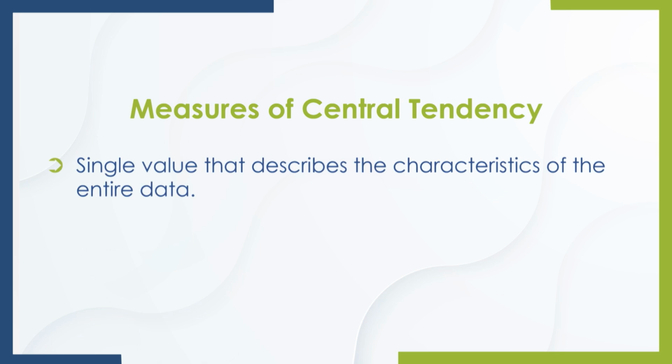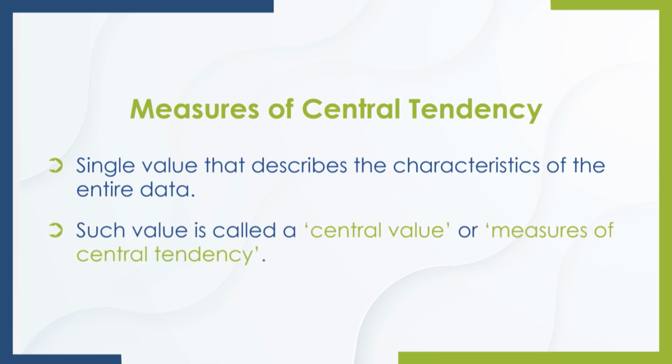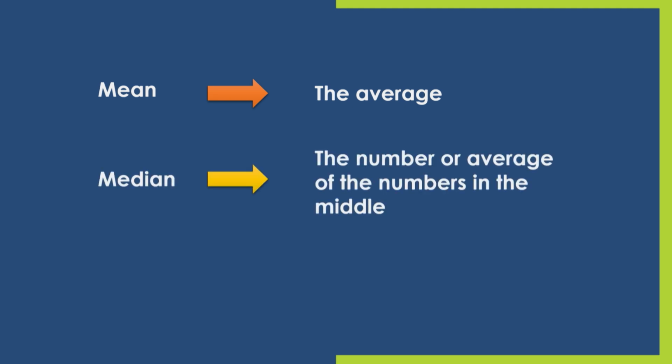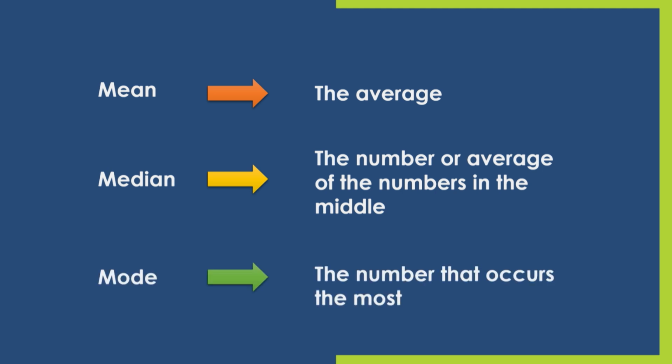Measures of central tendency. A single value that describes the characteristics of the entire data is called a central value or measure of central tendency. It has three different measures. The first one is the mean, which is the average for the given data. The second one is the median. The median is the number or average of the numbers in the middle. It divides the data so that half of the numbers are below and half of the numbers are above the midpoint. The mode is the most repeated item, or the number that occurs the most.